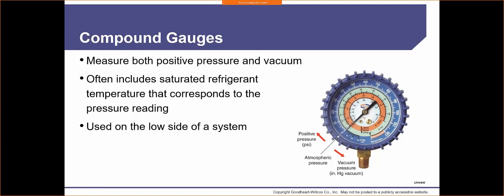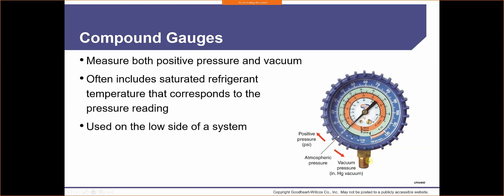So we also have compound gauges. These guys are going to be our best friends when we're measuring a refrigerant. They're going to measure both positive pressure and a vacuum. Often it includes the saturated refrigerant temperature that corresponds to the pressure reading. What the heck does that mean? Hopefully you guys can see this.